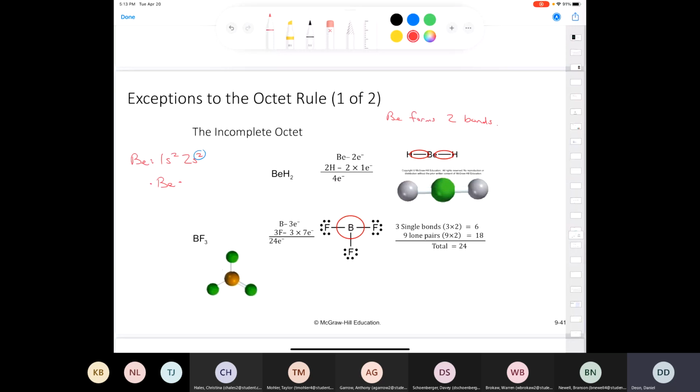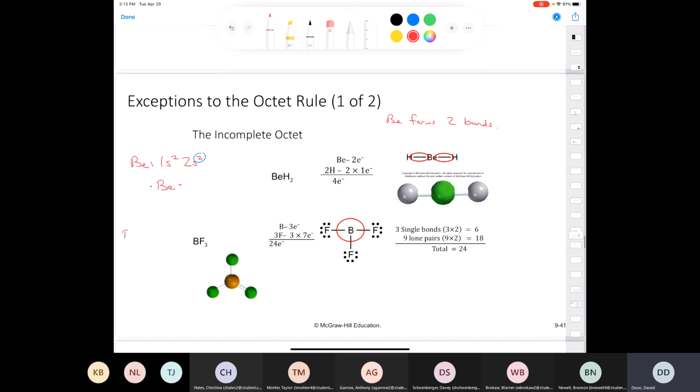Another exception is boron, and you need to know these exceptions. That's why I'm covering them. If you look at the electron configuration of boron, it's 1s2, 2s2, 2p1. That means that boron has 1, 2, 3 valence electrons. If we write out the Lewis dot structure for boron, it's got 3 unpaired electrons. Therefore, boron forms 3 bonds. Okay, and that's another exception that you need to know.